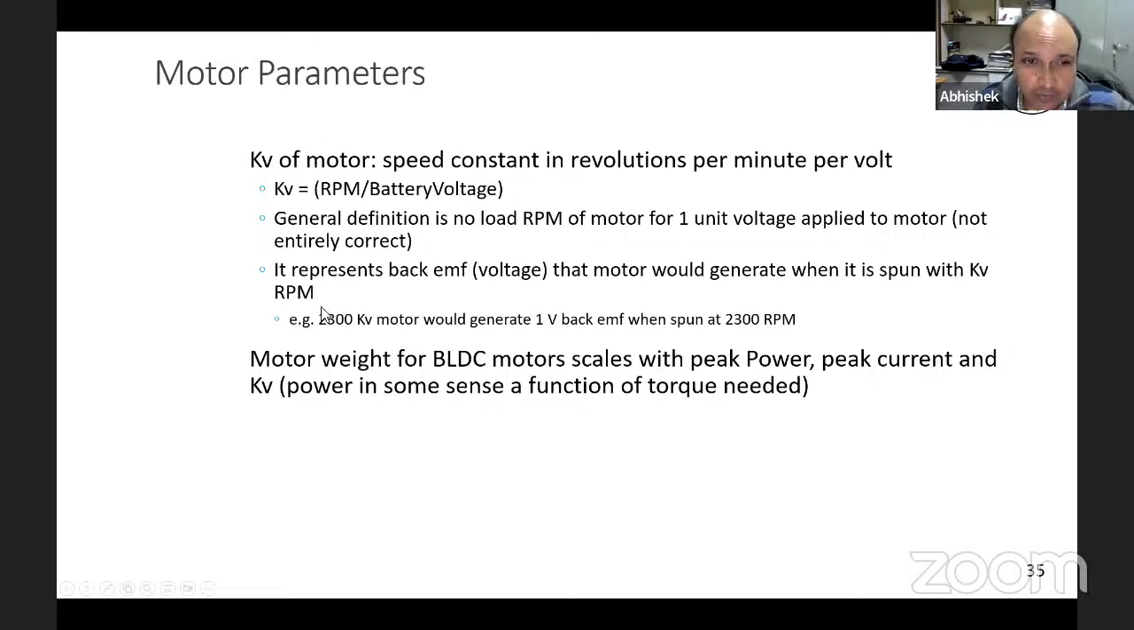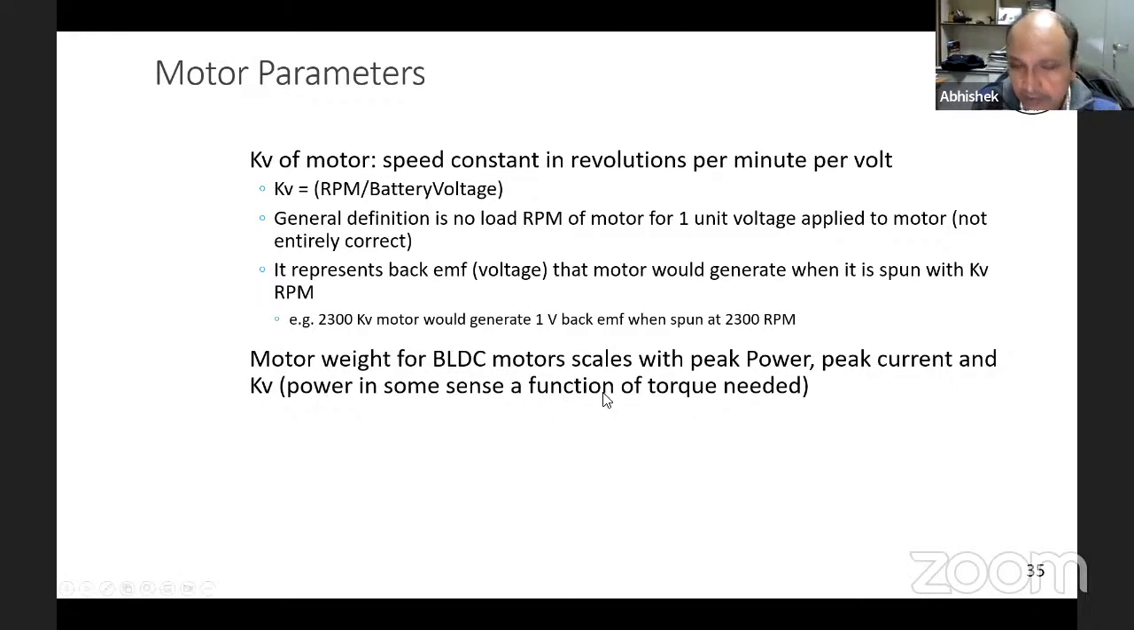So in reality, this kV of the motor actually represents the back EMF voltage that the motor would generate when it is spun at kV RPM. So I take a motor rated at 2300 kV. If I spin it at 2300 RPM and I measure the EMF across the two ports of the motor, I will get 1 volt back. So it is generating a 1 volt back EMF at this particular RPM. Similarly, for a 230 kV motor, if I spin it at 230 RPM, I'll get 1 volt as output.